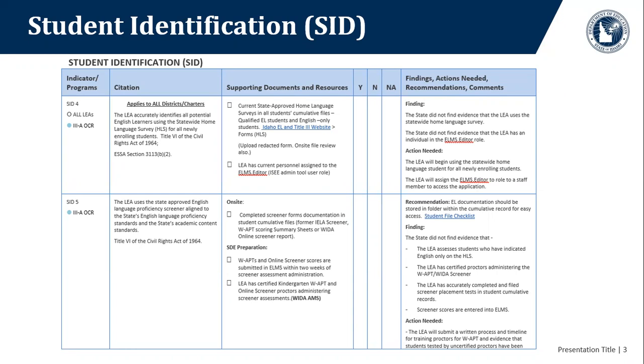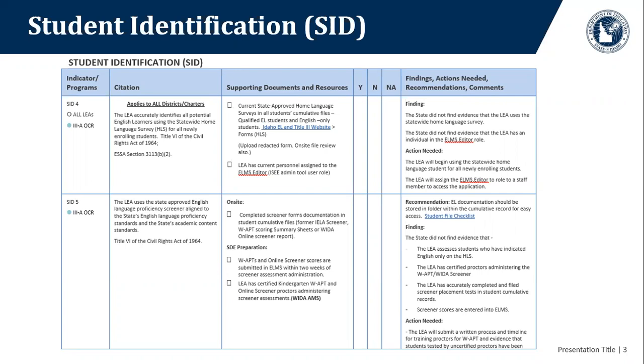And remember, we want it to be redacted so you don't have to have student information, but you can at least show us what it looks like. We will prepare on our end. We'll be looking at your WAPTs from the past, or Kinder or the WIDA online screener, and that they've been submitted in ELMS. And then we also want to ensure that you have a certified kindergarten. It says WAPT, but it should be the kindergarten WIDA online screener proctors. So all of them now are online screener proctors on the WIDA AMS.